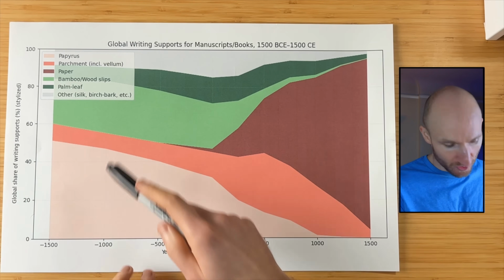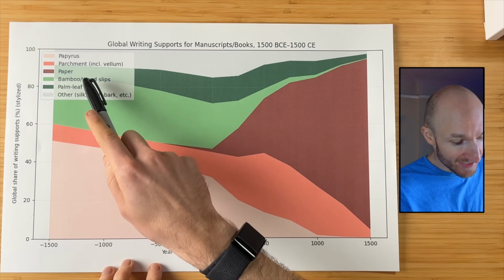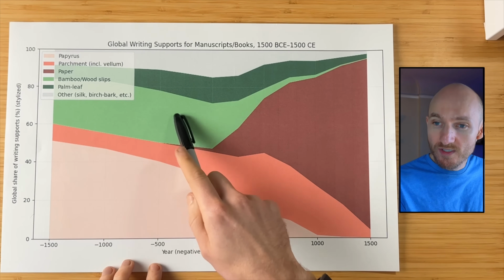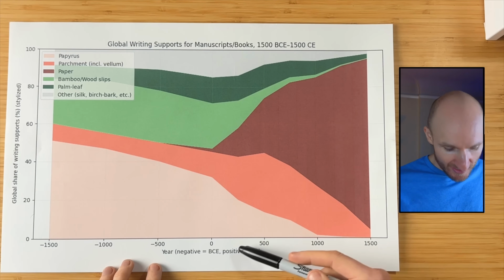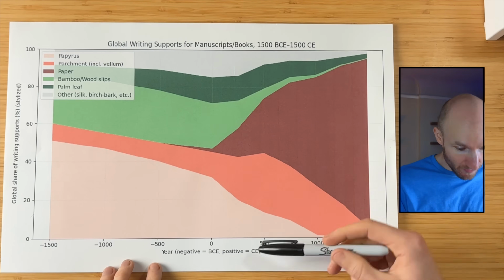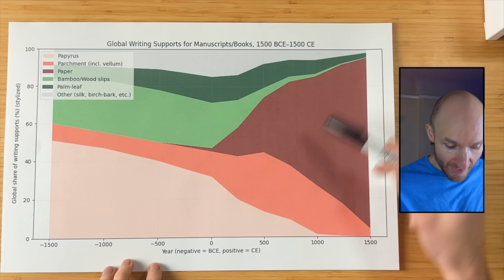But the other thing we switched to, mostly in the East, like China, was these palm leaf things, but especially these bamboo and wood slips. And then eventually, around year zero, is when China started to create paper. It spread in China, it spread to the Middle East, and then it took over the world.